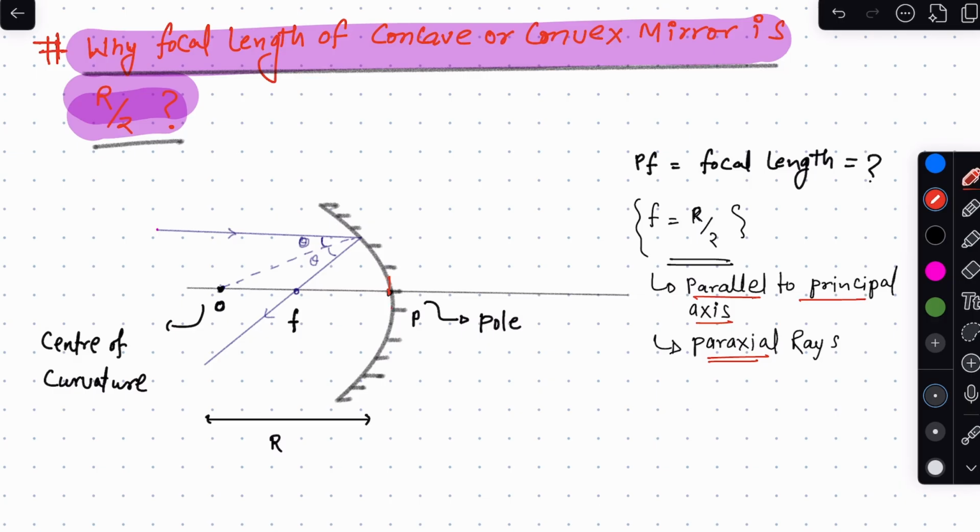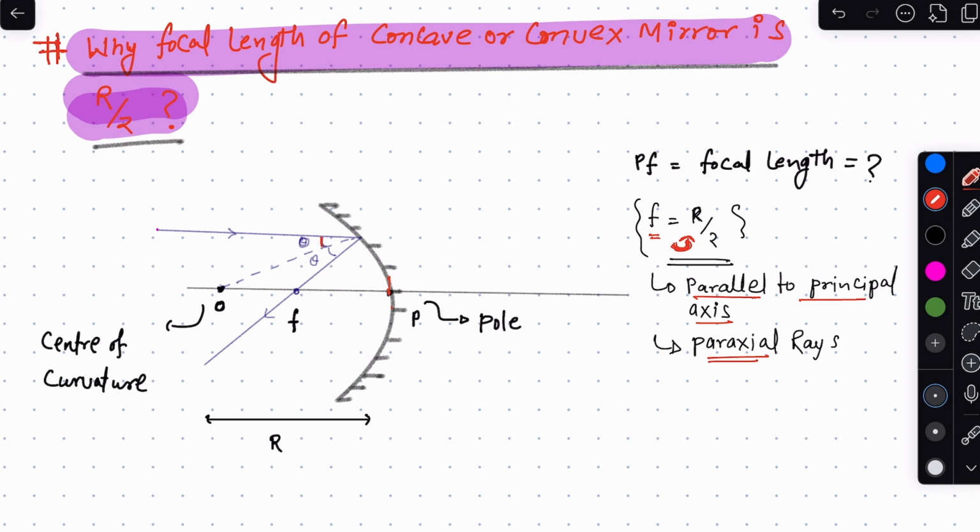If I take this ray very near to the principal axis, try to visualize it. The normal will be the radial direction, a radial vector starting from the center of curvature to that point, so that angle will be very small. In that case, we get f equals R by 2. We are going to derive that relation, don't worry, but only in that condition do we get it. So why the focal length of a concave or convex mirror is R by 2, we will discuss.